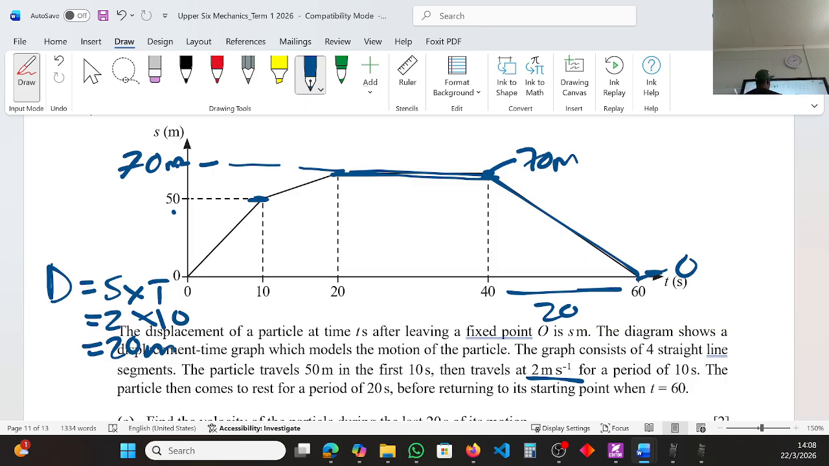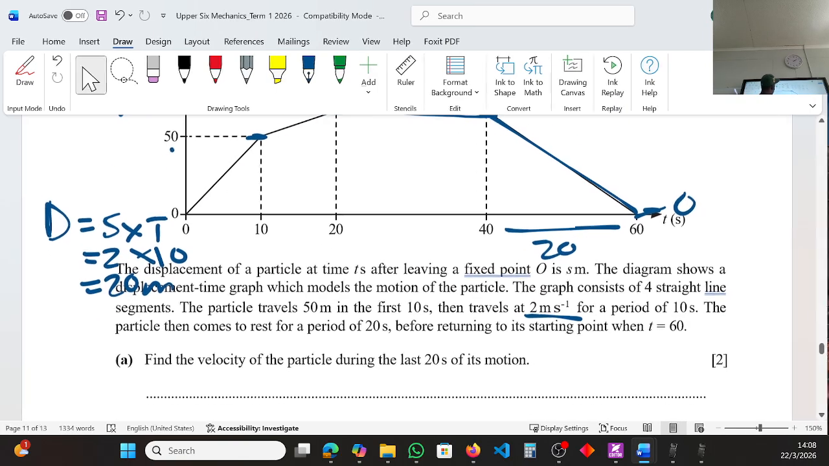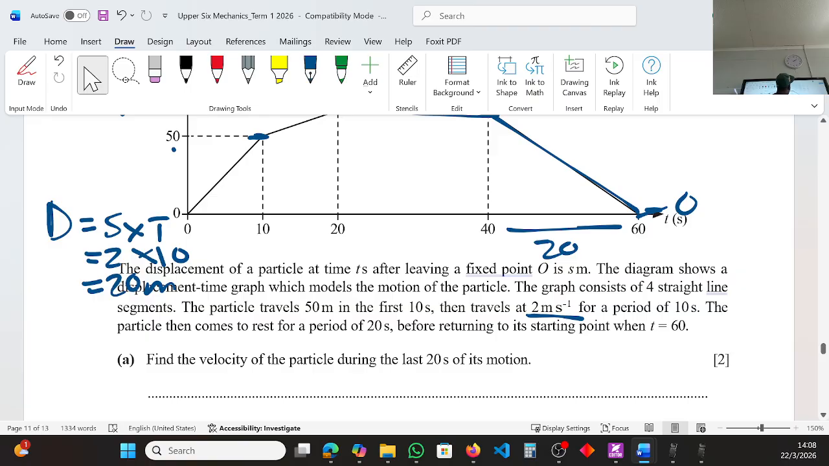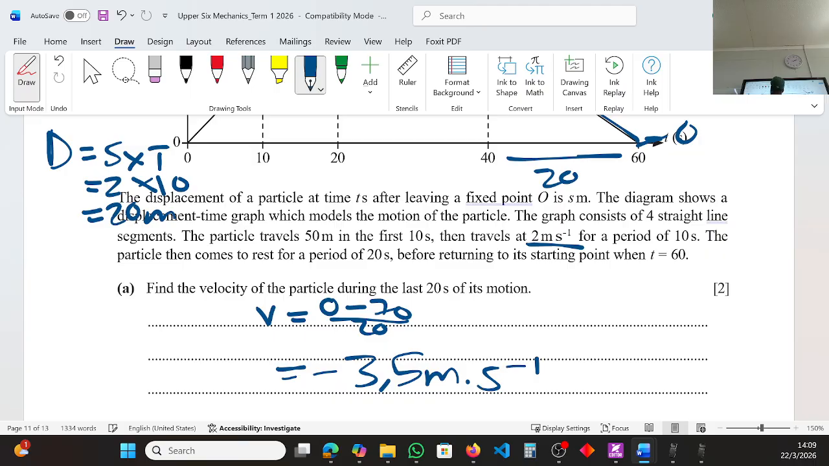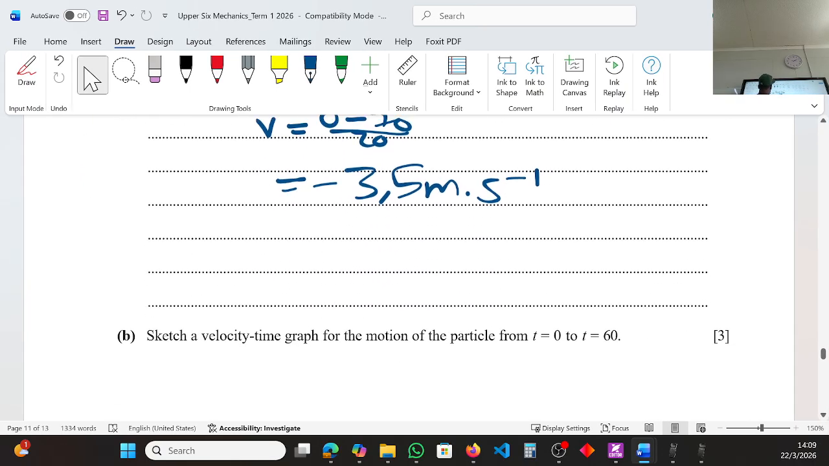So if we want the velocity during the last interval, it's going to be the slope of the curve, which we find as, let's say, v equal to final displacement, which is 0, minus initially it was 70, over change in time, which was 20. And when we do our simplifications, it looks like this will take us to minus 3.5 meters per second. Right, let's check what's required.